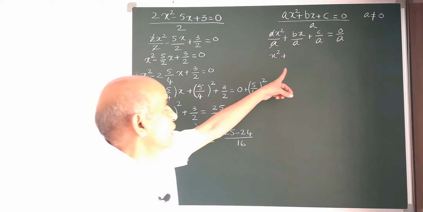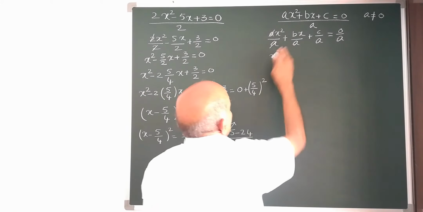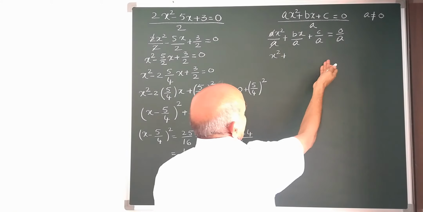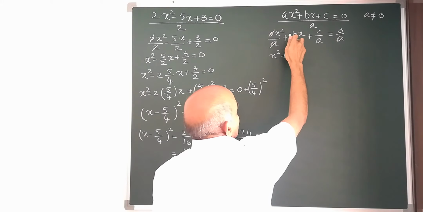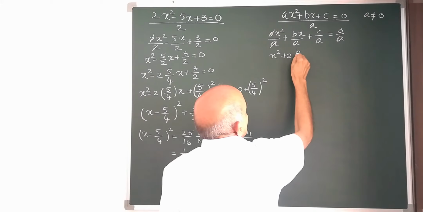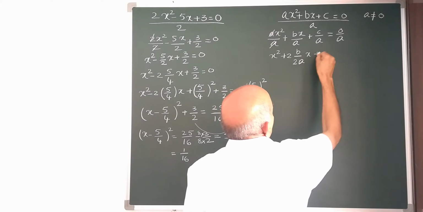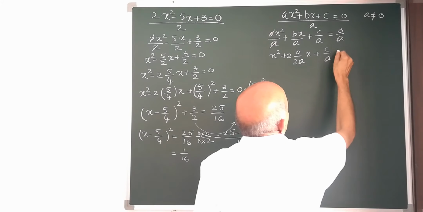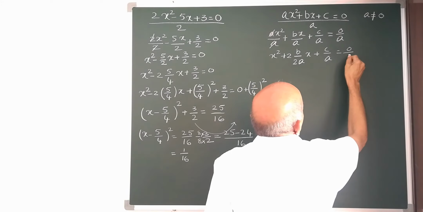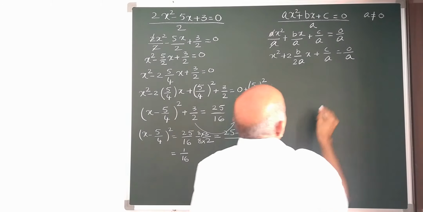Let us see algebraically this theoretical problem. Now in order to complete the square, we need 2ab here. So we multiply and divide with 2 into b by 2a of x plus c by a is equal to 0 by a. 0 by a is 0. The next step we will write.